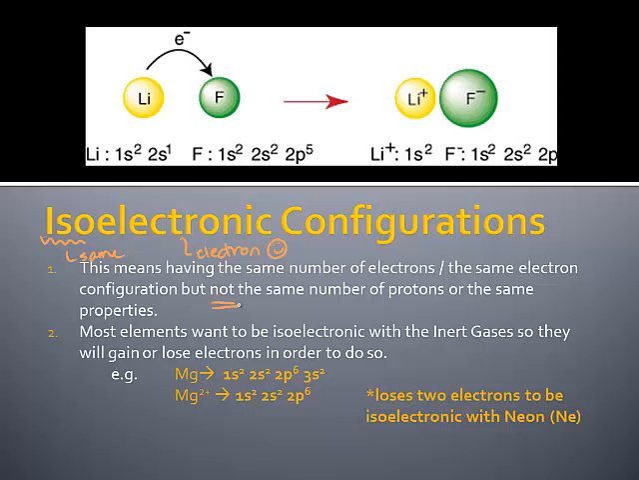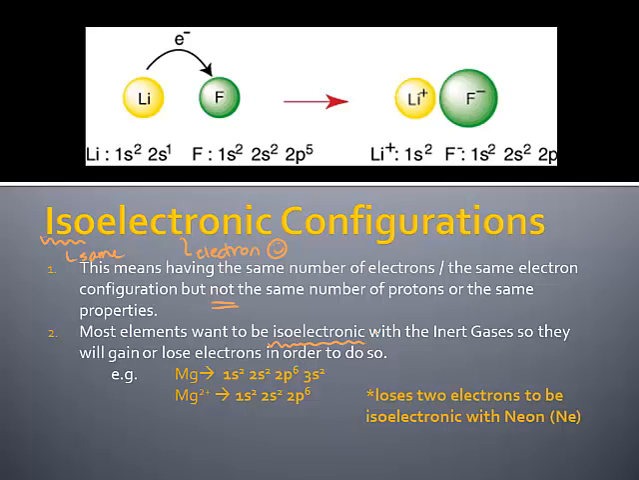It's not the same element, it's not the same ion. It can be an ion of one thing and an ion of something different, but it's not of the same element. Most elements want to become isoelectronic with the nearest noble gas or inert gas, and that's because we know that those things are exceptionally stable, and that's why they will gain or lose electrons in order to do so.